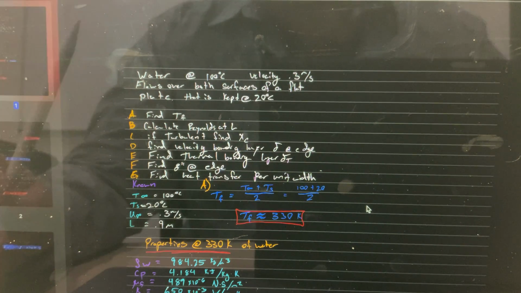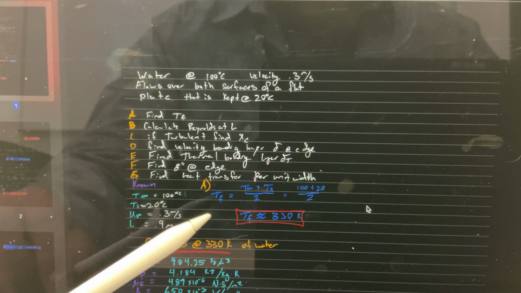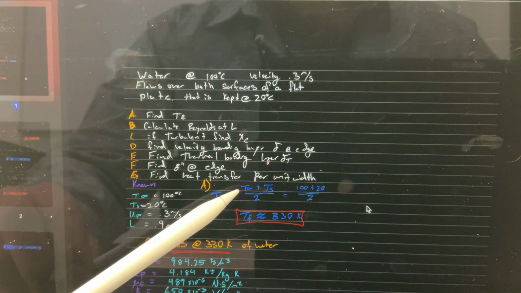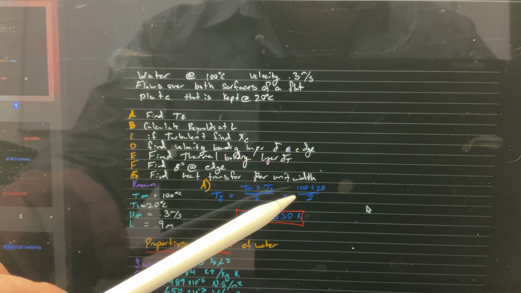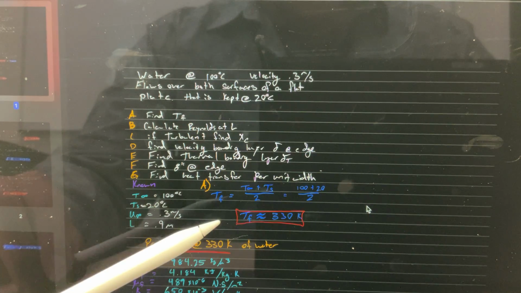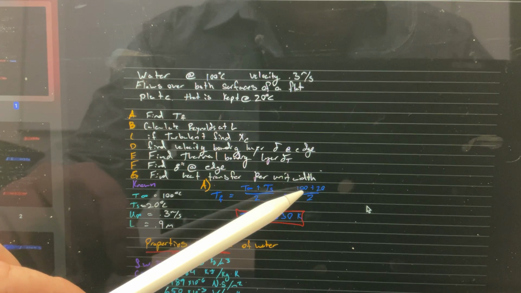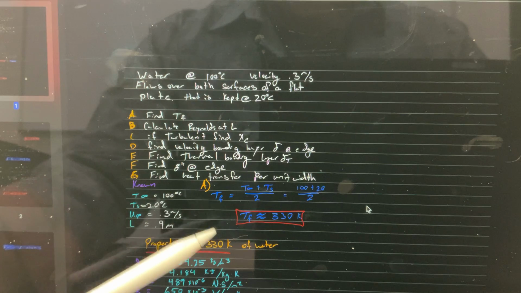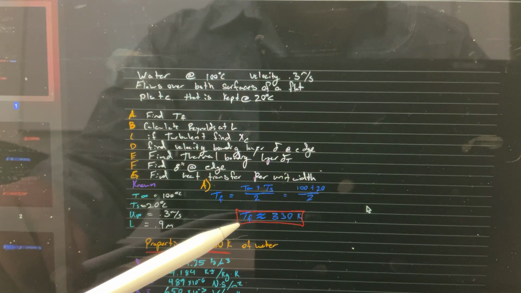So we started by finding the film temperature, and it's basically the average of the plate temperature and the surrounding temperature. So you take 100 plus 20 over 2, but you need to do this in Kelvin. So this difference is going to be plus 273, which is approximately 330 degrees Kelvin.